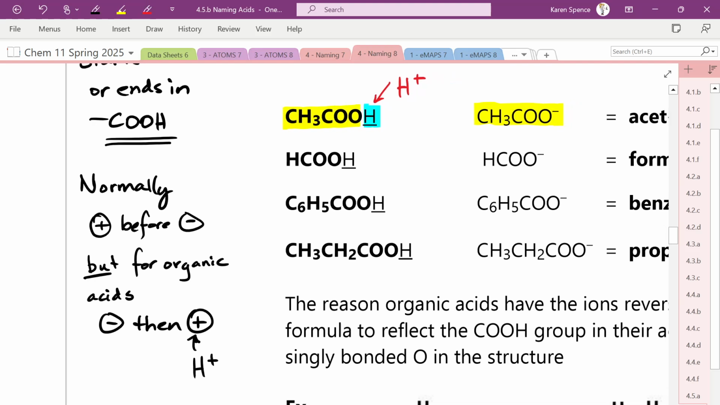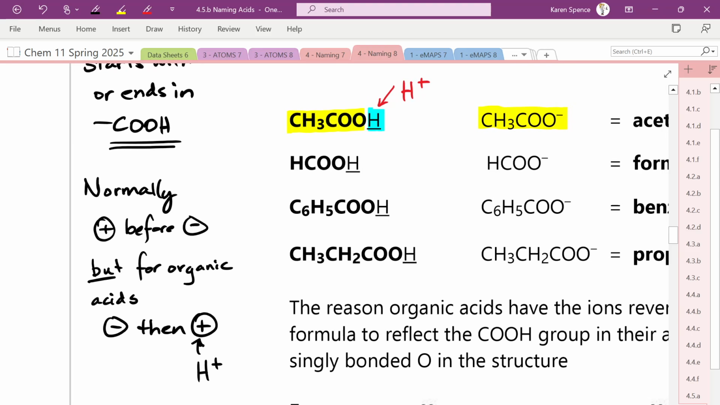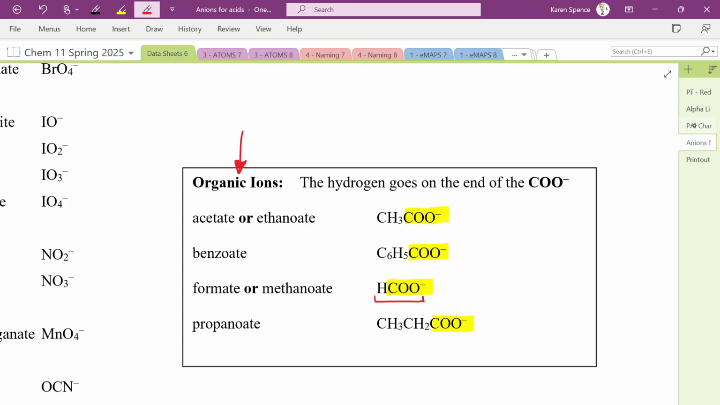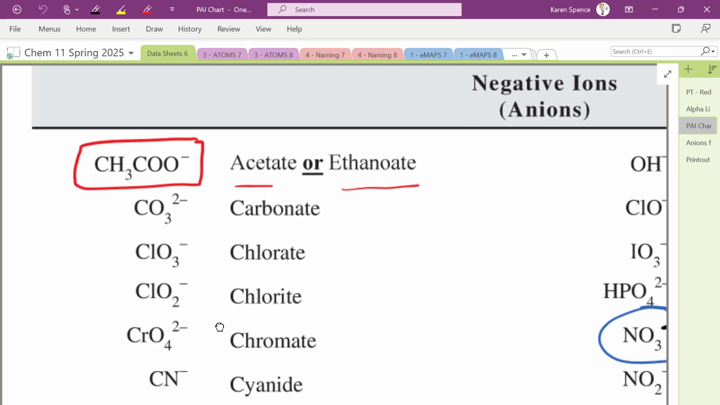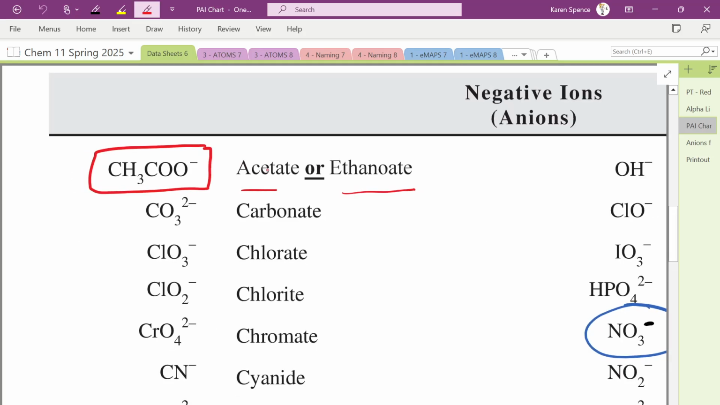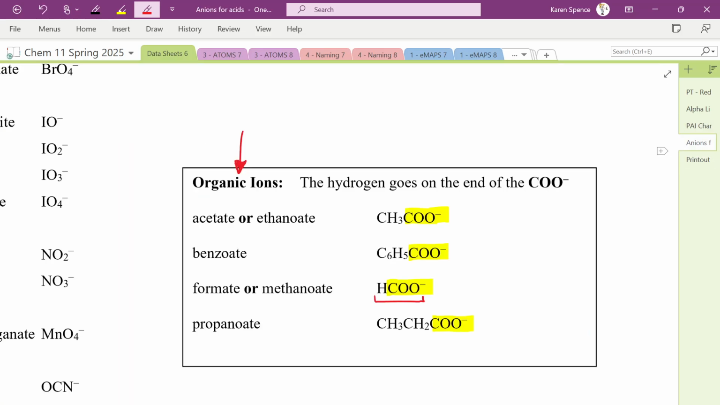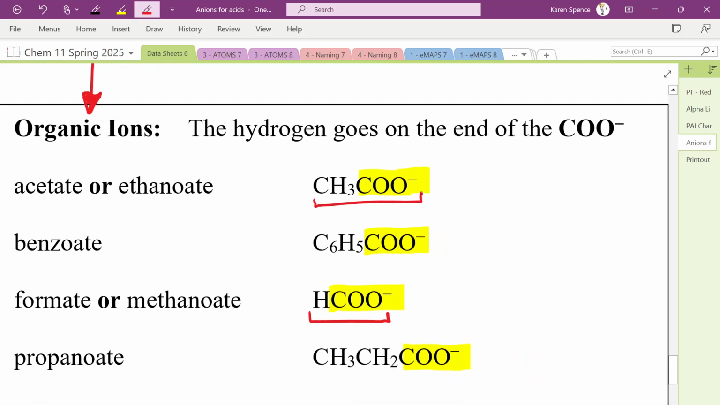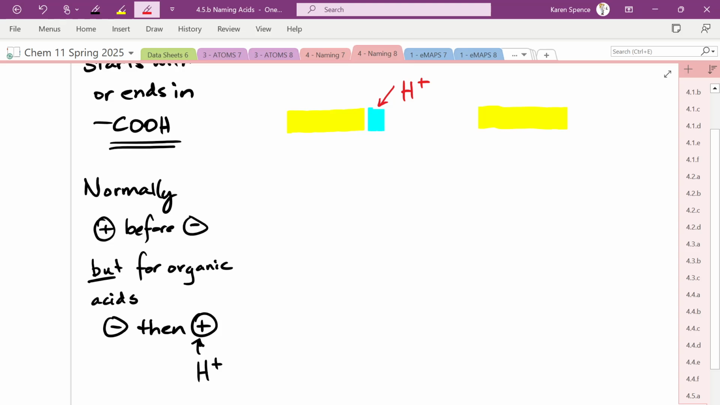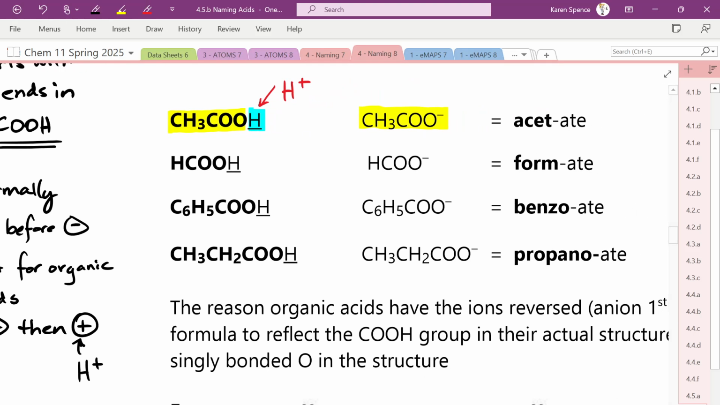Okay, now the name of CH3COO, you can go look that one up. That's the only one of the organic acids that is actually on just the very front page of the polyatomic ion sheet. So you could look up acetate there. It's also known as ethanoate. But you can also look on the organic acids and you can say, CH3COO minus is acetate. So the name is acetate.